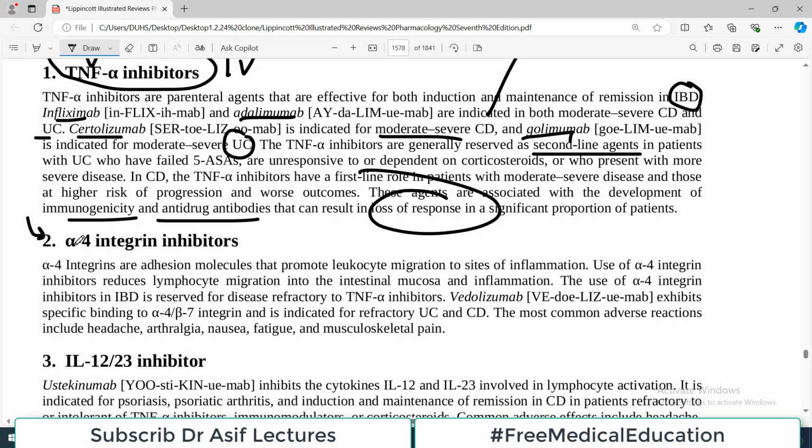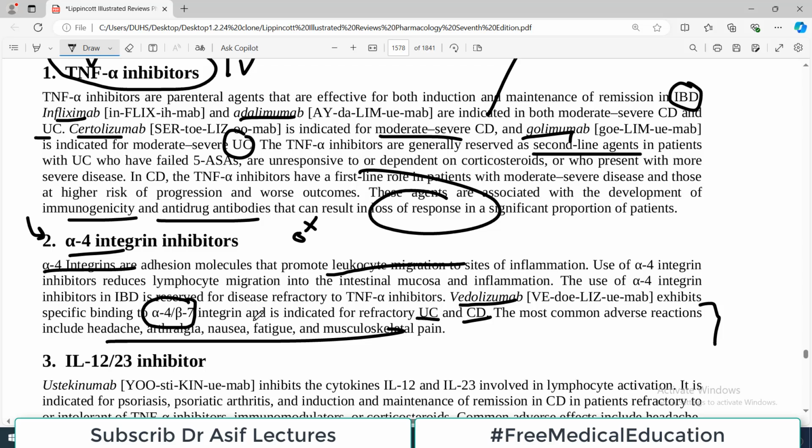Another group of biological agents is alpha-4 integrin inhibitors. They are adhesion molecules. I'm talking about alpha-4 integrins. They promote leukocyte migration. So if you block these adhesion molecules, leukocyte coming to the site of inflammation is reduced, and therefore they are used. Okay. So an example is vedolizumab, which exhibits specific binding to alpha-4 beta-7 integrin, so it inhibits leukocyte migration, and that is used both for ulcerative colitis and Crohn's disease. It also has side effects: nausea, vomiting, headache. They are very common. It also causes arthralgia and musculoskeletal pains.